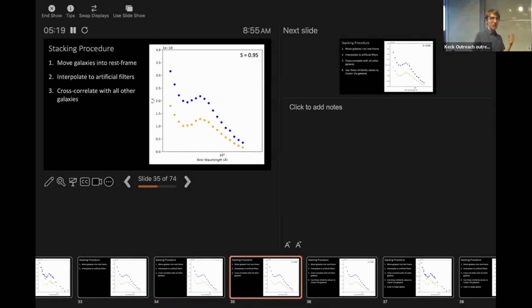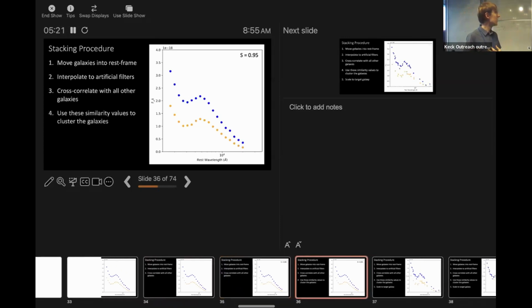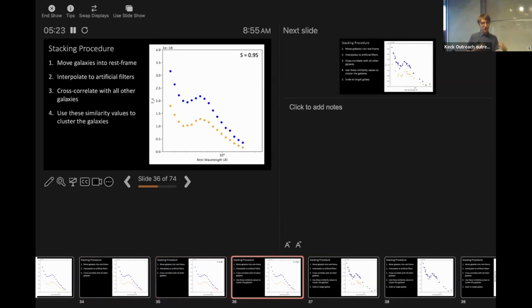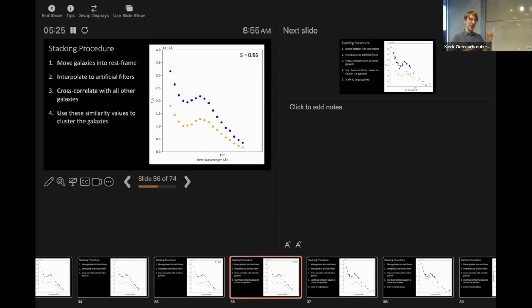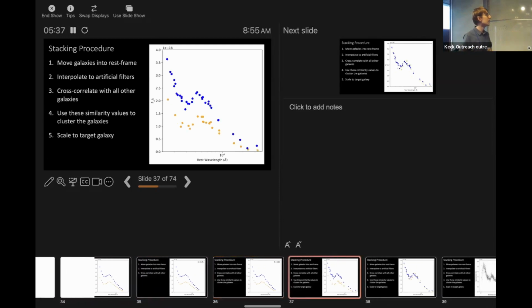So we do this for every pair of galaxies in our sample and end up with this giant similarity matrix where every galaxy is compared to every other one and has this value from 0 to 1 about how similar their shapes are. We run a clustering algorithm on that splits the galaxies into 20 groups based on these values.